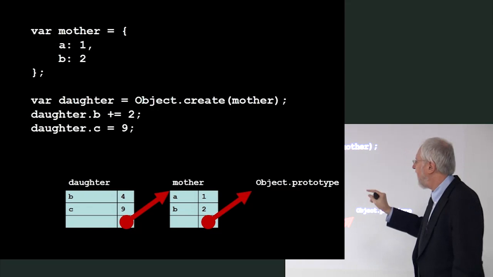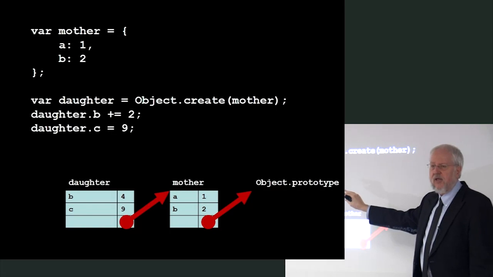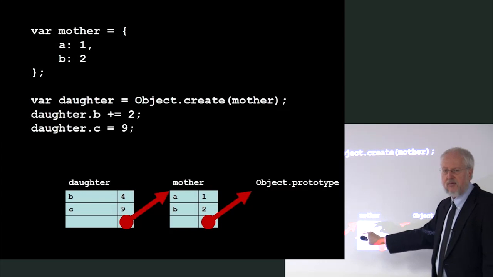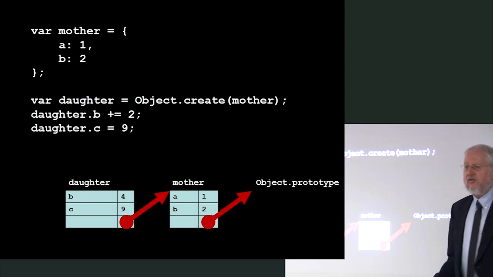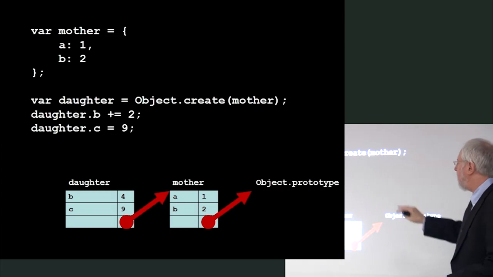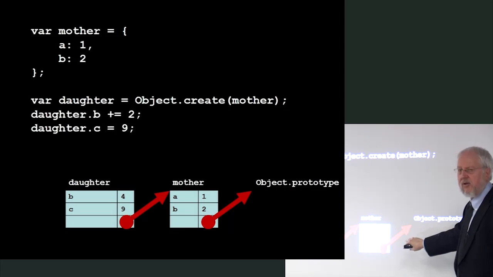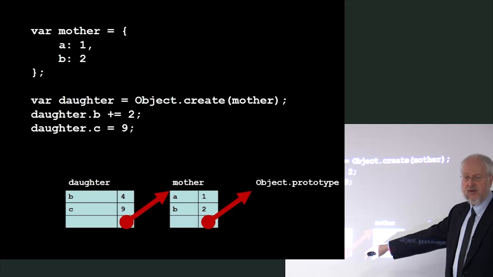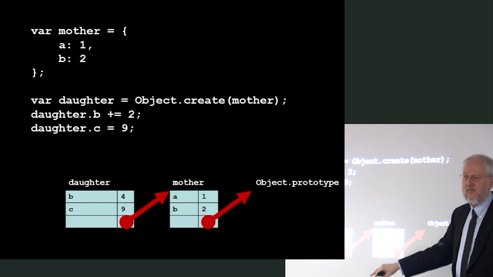Then we can add material to the daughter object, which has no relation to the mother object, so we can add more stuff. So generally the way we'll use this is the mother object will be where we put the methods, and then the instances will inherit those methods.